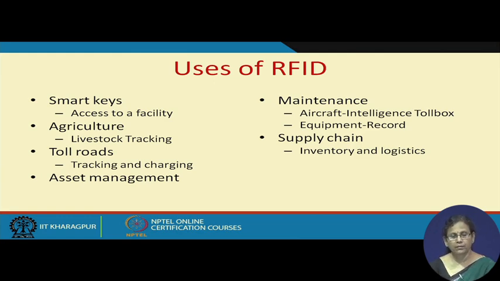What are other uses of RFID? Use of smart keys to access certain facilities, agriculture for tracking livestock, then at toll gates, where even our government has started implementing it for tracking and charging vehicles. For asset management, for tracking important assets within the organization, then maintenance of costly equipment and all. Then the supply chain, which is our focus now, for inventory and logistics.